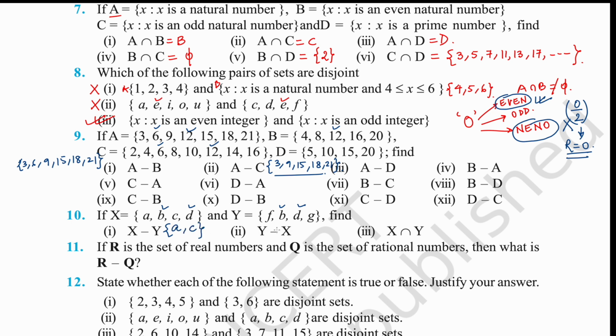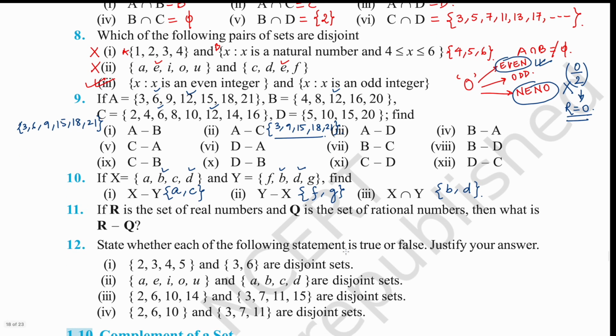When you have y minus x, that means you have to include the elements of y and remove the elements which are common between x and y. So in this case, you have f and g to be considered as the elements of y minus x, right? X intersection y, the common between the two. So you have two elements common, that is b and d. So this will be your answer, right?